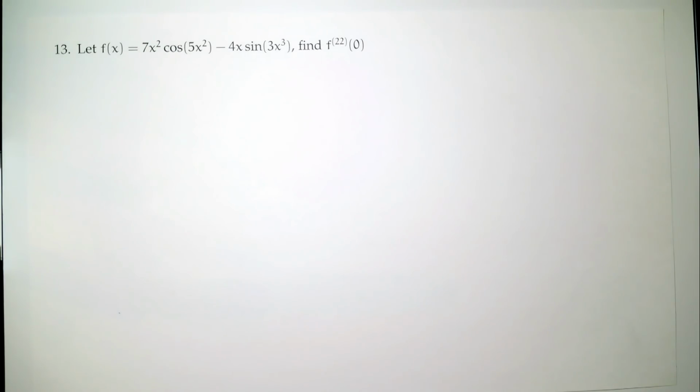So for the end, we're going to practice applications involving differentiation, and then in addition, we're going to work on practicing manipulating known Taylor series. So here we go. I have the following function: 7x squared cosine of 5x squared minus 4x sine of 3x cubed, and I want to find the 22nd derivative.